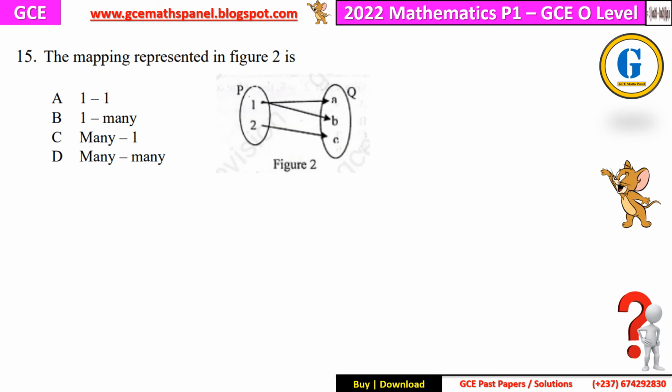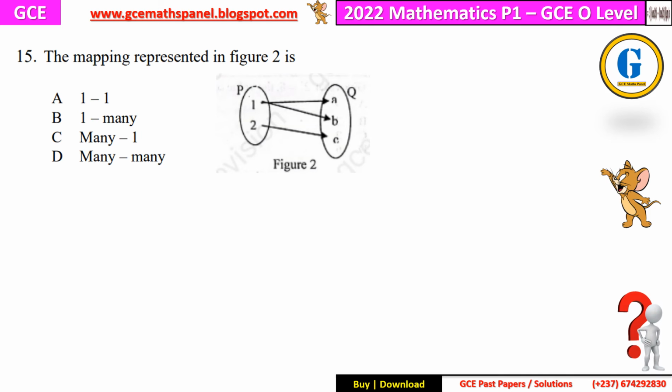Now the mapping represented in figure 2, so let's look at it. This one here is being mapped onto two elements in the next set. 2 is being mapped onto just one element, so this one is a 1-to-1. But 1 is being mapped onto two elements, 1 is being mapped onto many. So there's a 1-to-many and there's a 1-to-1.